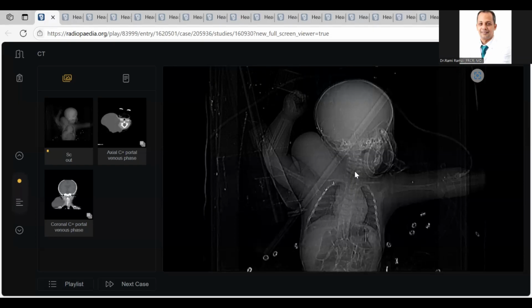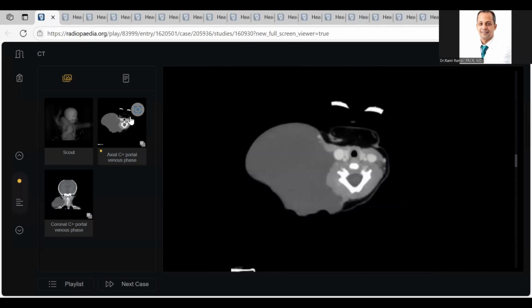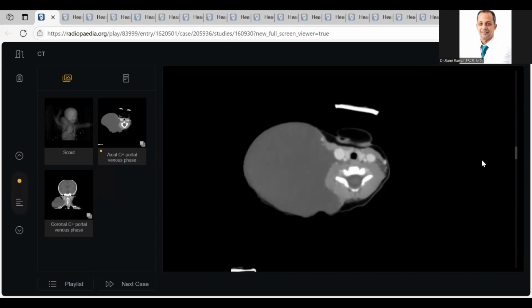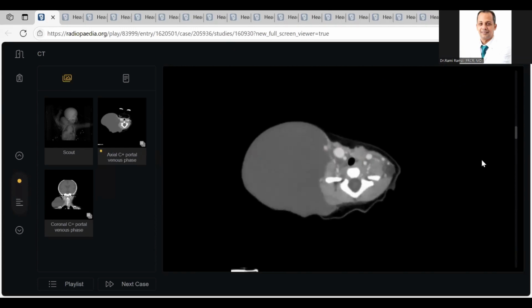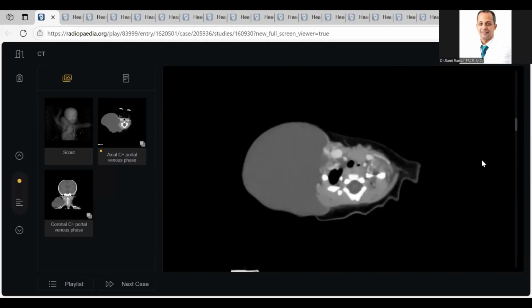And I'm closely looking at the cervical spine. On this view, at least I cannot appreciate any obvious erosion or destruction. If possible, I would like to view any other view, if available, to further delineate the exact location and its communication. Okay, this is a post contrast CT neck and chest, axial sections.